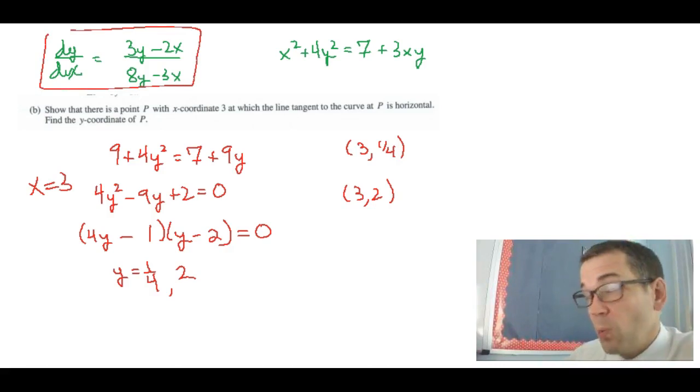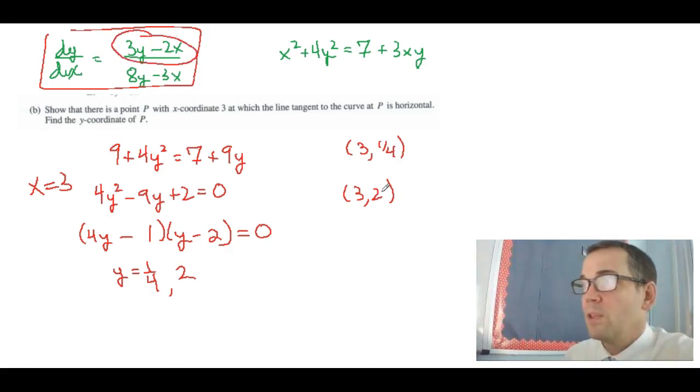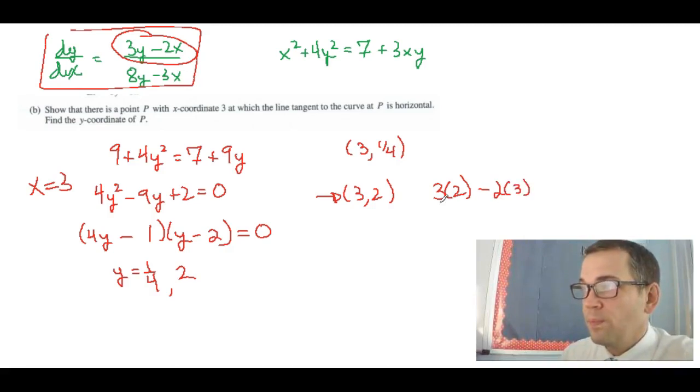Now, the slope of the tangent is a fraction, and we all know that a fraction is 0 only if the numerator is 0. So really, all I've got to do at this point is check to see which one of these points, when plugged into this expression, gives a 0. The 1/4 to me is not looking too promising. I don't want to deal with the fractions anyway, so I'll start with this guy. I'm going to have 3 times that y value minus 2 times that x value, which ends up being 6 minus 6, which is 0.